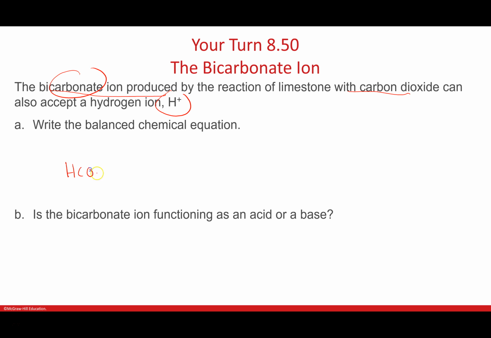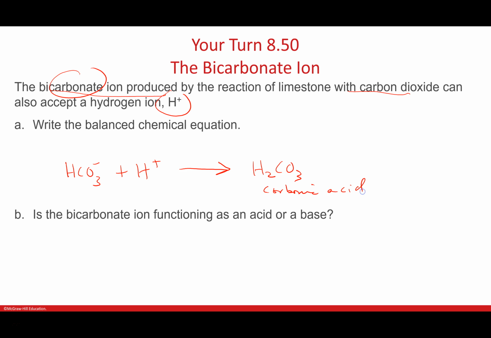Yep, HCO3, and is there a charge? Minus, just -1. Cool. I'm going to put H plus here. So, Glenna, what do I get if I take HCO3 minus and add an H plus? We get the carbonic acid. Yep, and what's the formula? H2CO3. Yep, very good.